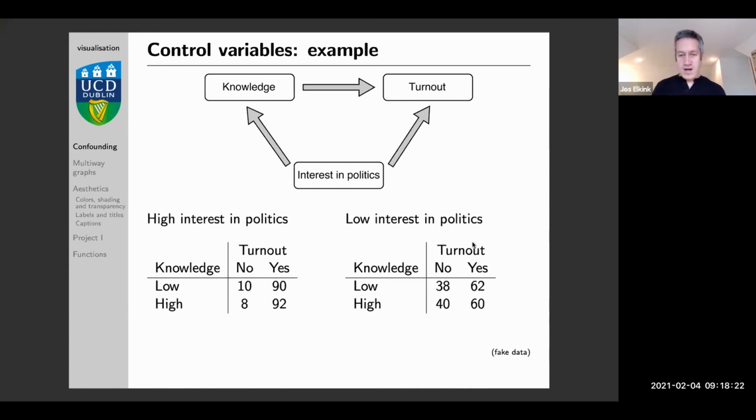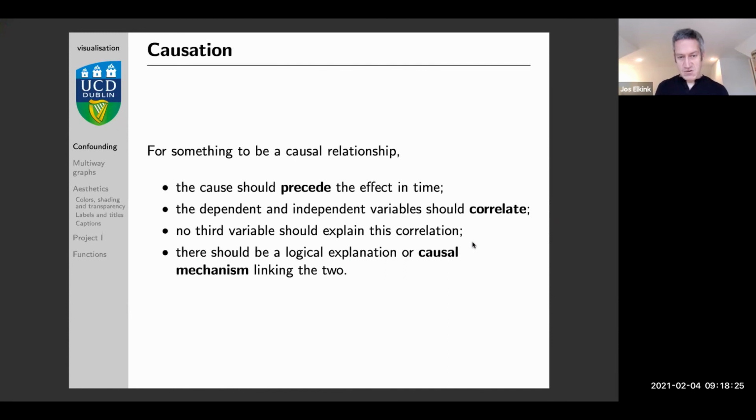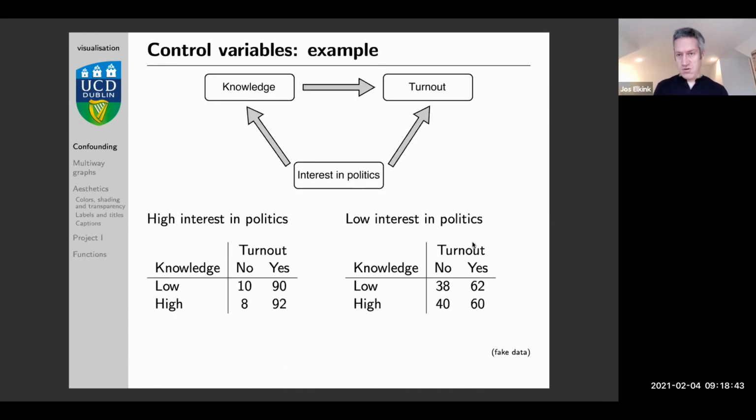So if we go back to this slide, we can say there is a correlation between dependent and independent variables. So bullet point 2, tick, we can tick the box. But we can come up with a third variable, namely interest in politics, that explains this correlation. And there shouldn't be such a variable if there is a causal effect. So we can then argue that this shows there is no causal effect between political knowledge and turnout, because there is a third variable that explains the relationship. Now in this case, it's very stark, that's why it's an artificial example. You won't find it so clearly in real data. It's just to show you the point.